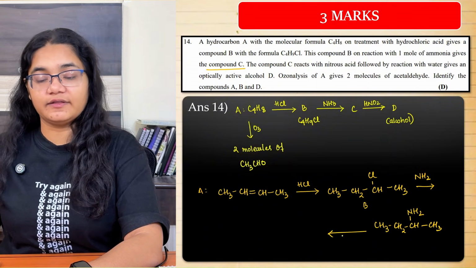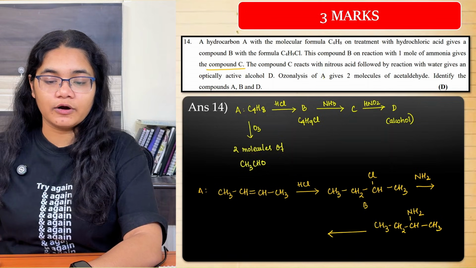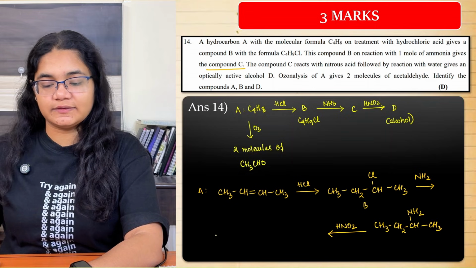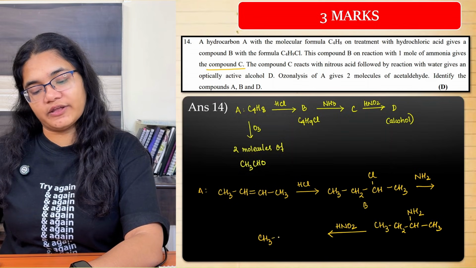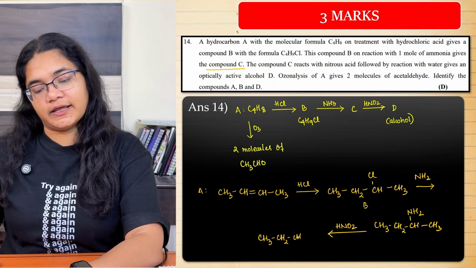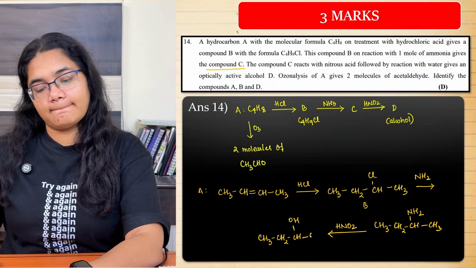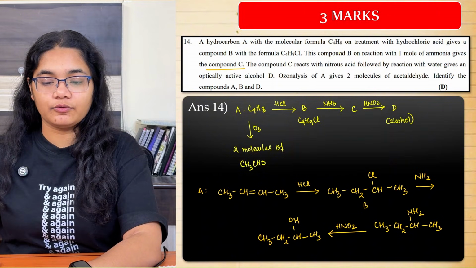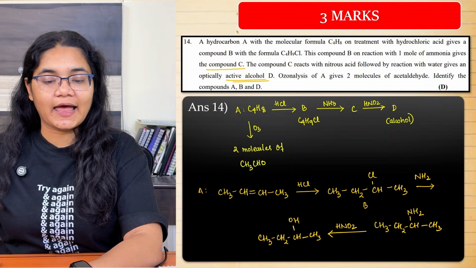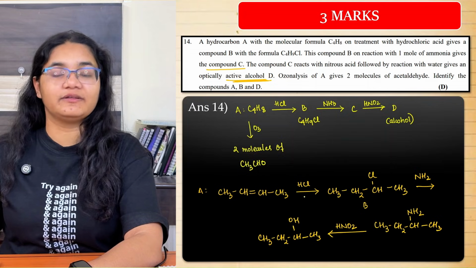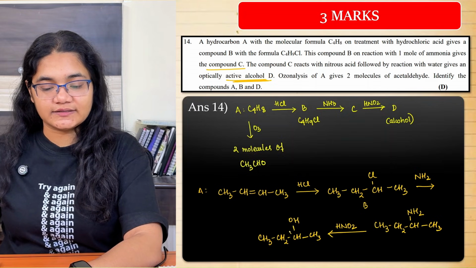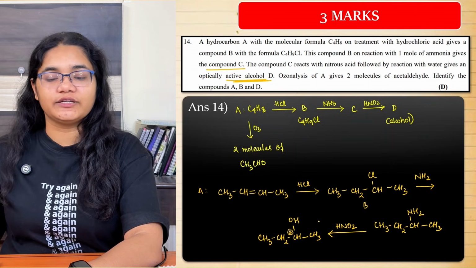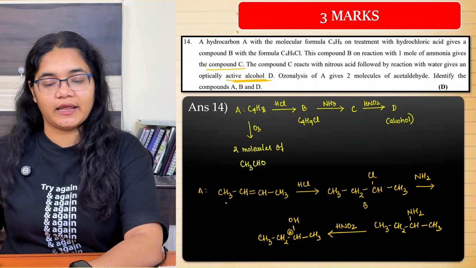Now if you treat this one with what? Compound C reacts with nitrous acid. Nitrous acid means this NH2 group will be converted to OH group. So you will have a structure like this. And now there is one special thing about this compound D, that this is an optically active alcohol, right? Optically active means all the four groups should be different. So you can see this particular carbon is a stereo carbon or an asymmetric carbon, so it is optically active. Identify compound A, B and D.